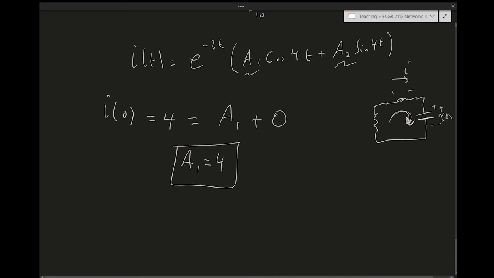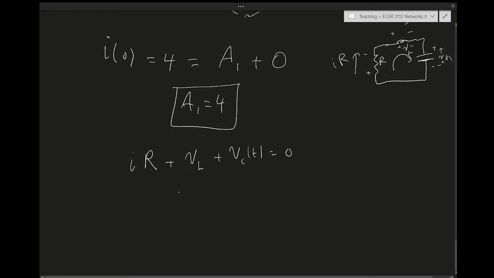Well, let's write the KVL equation for this loop. So the KVL equation is going to be, let's do the loop, I guess, this way. So this is going to be IR, right? This is R, and this is going to be plus VL, and then we have VC. So IR plus VL plus VC equals 0. So that tells me, well, what's VL?